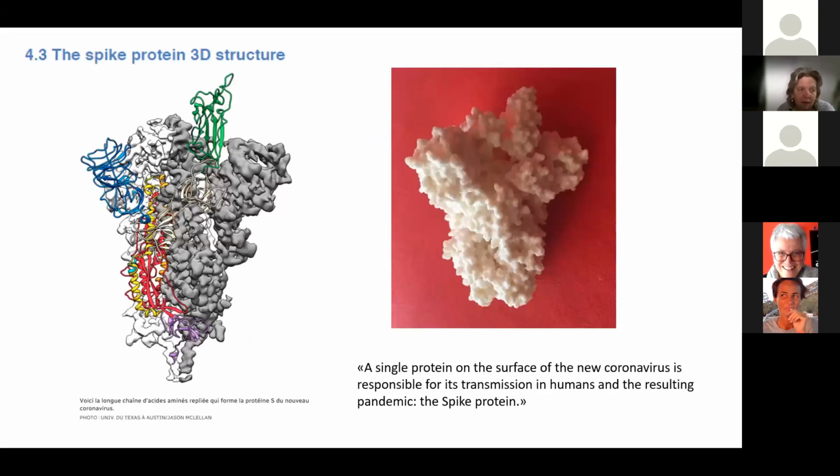And then, of course, we talk about the 3D structure of the spike protein. So we have printed the spike in 3D. We were happy to be able to do that. And to explain that a single protein on the surface of the new coronavirus is responsible for the transmission in humans and the resulting pandemic. So just one protein, and we have been living for several months in a strange world.